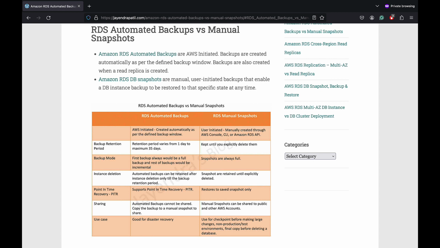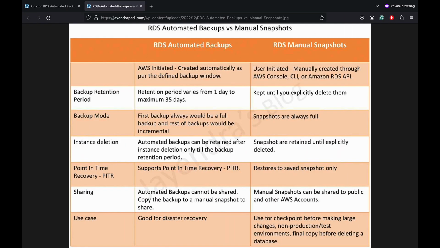Amazon RDS DB snapshots are manual, user-initiated backups that enable a DB instance to be restored to that specific state at any time. In terms of instance deletion and backup retention period, Amazon RDS backups can be configured with a backup retention period varying from 1 day to a maximum of 35 days.